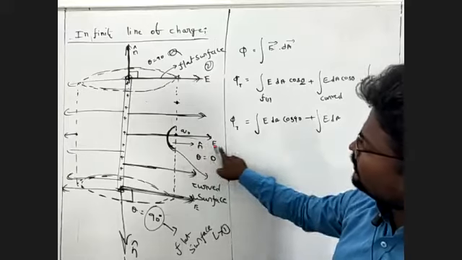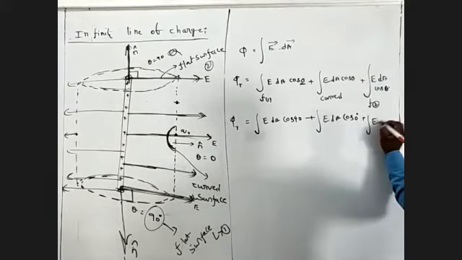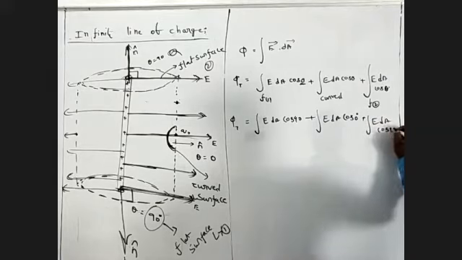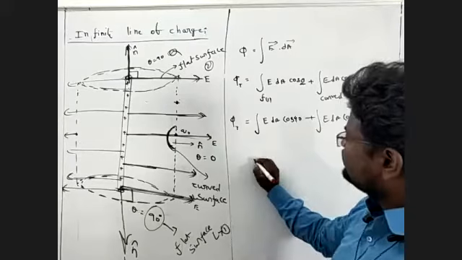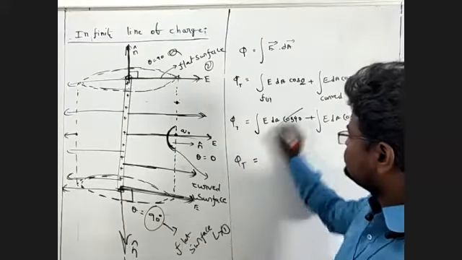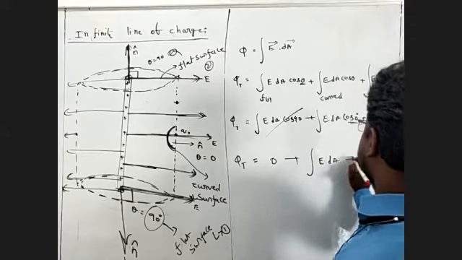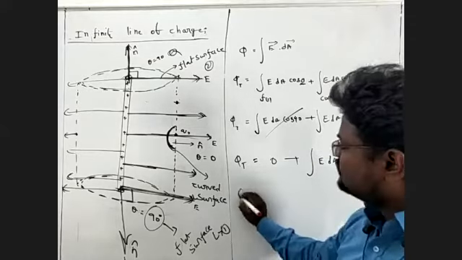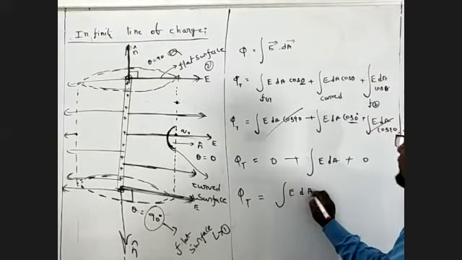For the curved surface, the angle between n cap and E bar is 0 degrees, so cos 0, plus E dA cos 90 for flat number two. The cos 90 value is 0. So this is 0, plus cos 0 is 1 times E dA, plus cos 90 which is 0. Now this is the integration of E dA.